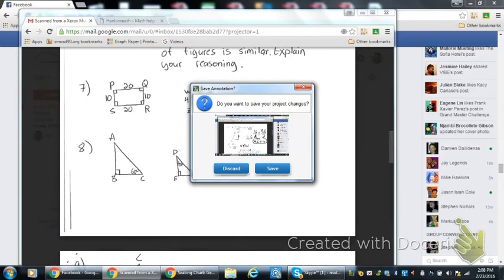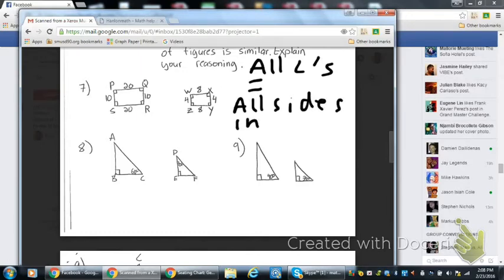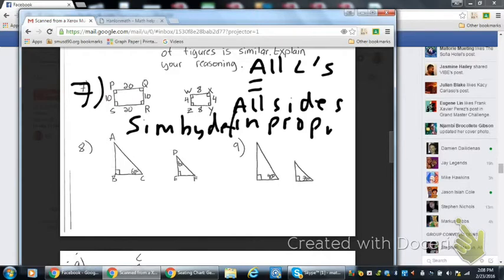Okay, so we have to say what makes these similar. So look at this. All corresponding angles are equal. All sides in proportion. I'm referring to number 7, by the way. So they're similar by definition. 7 is similar by definition because all 6 of them are true. All the angles are equal. All of the sides are in proportion. So a lot of stuff is true.